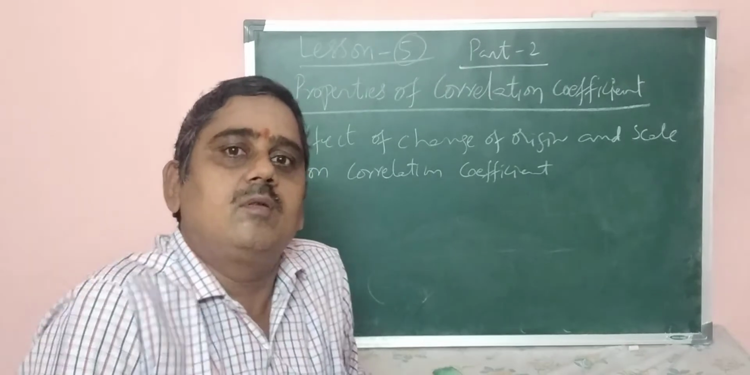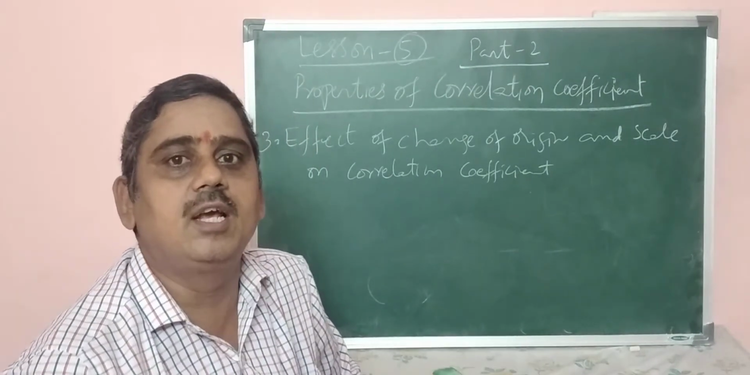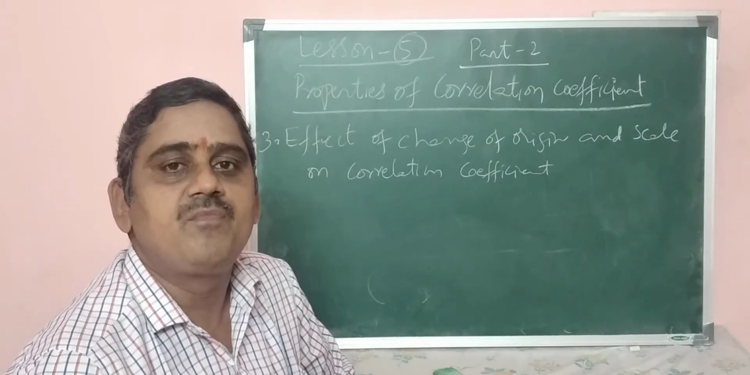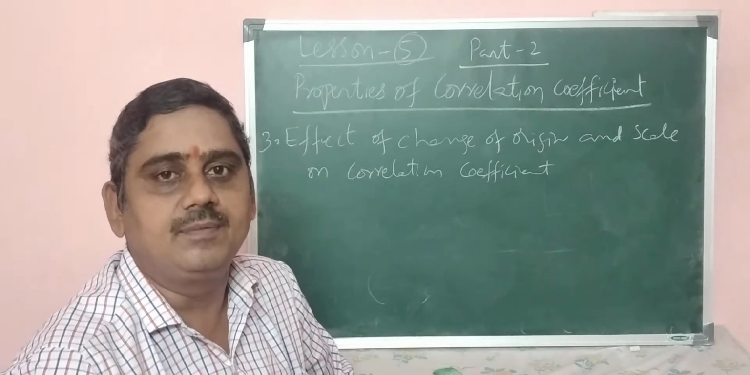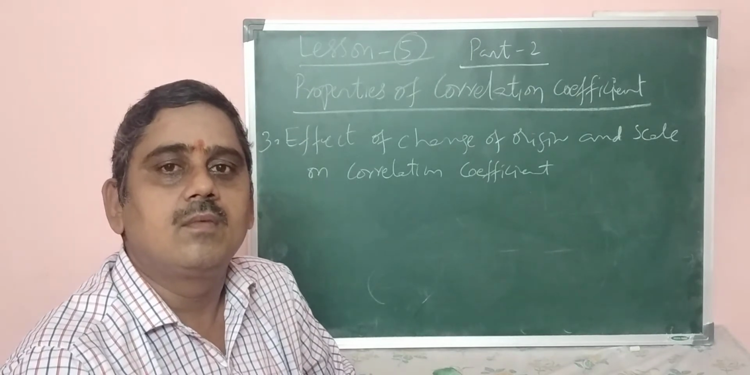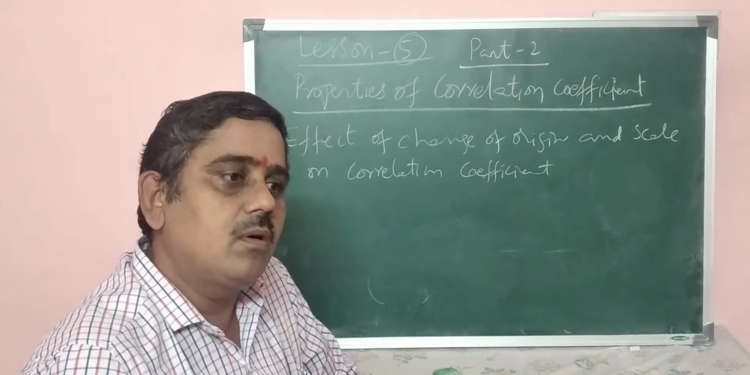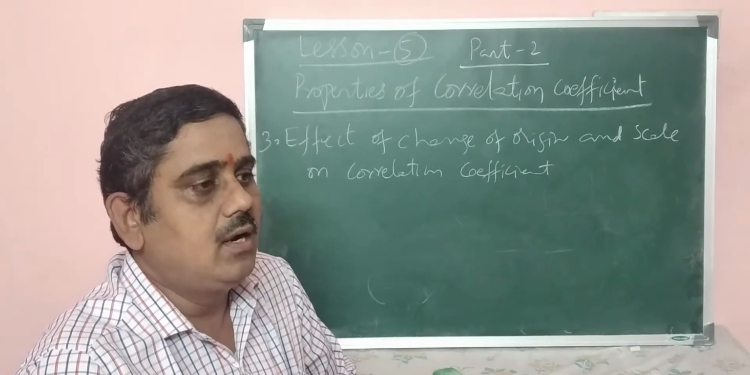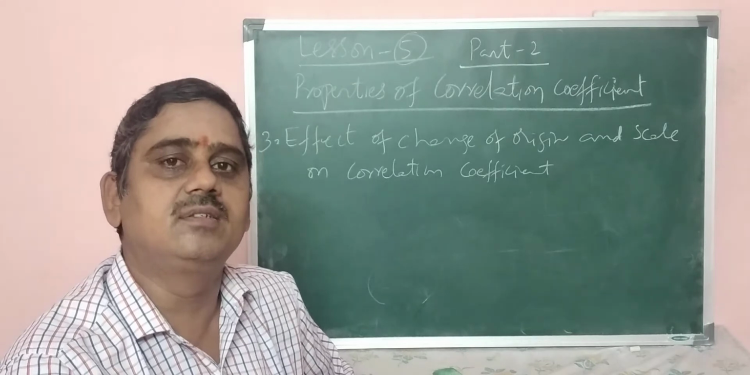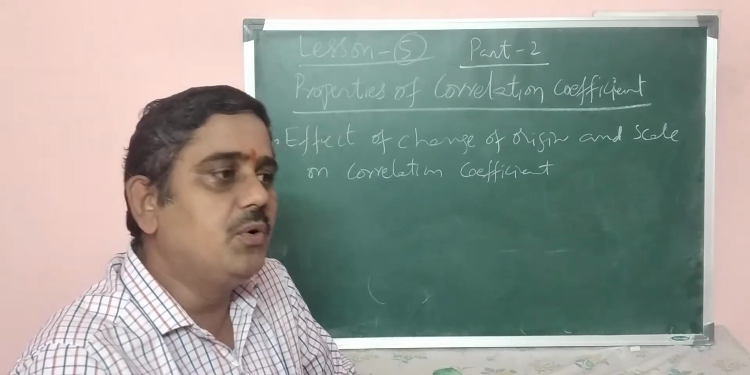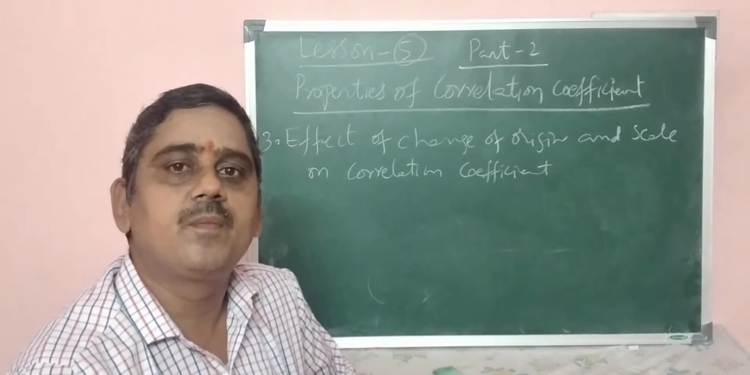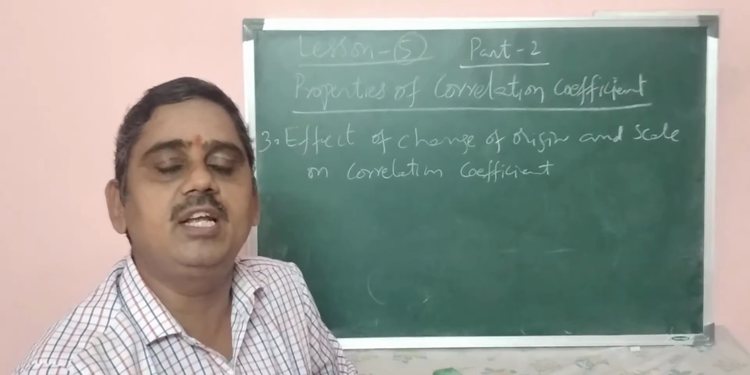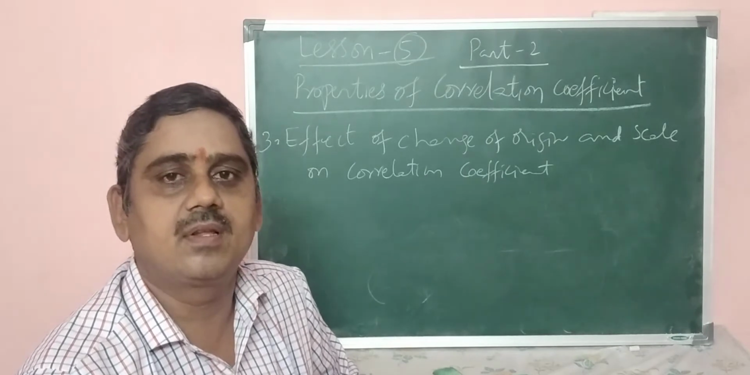Why? Because what is the change of origin and scale? What effect takes place on the correlation coefficient, which leads to many important conclusions and many kinds of derivations we can do in the results, and also it makes simplicity to calculate the problems. It's very important.